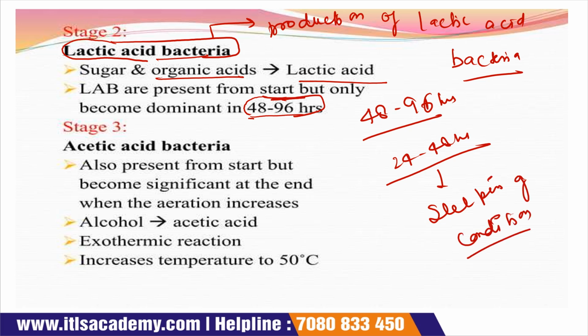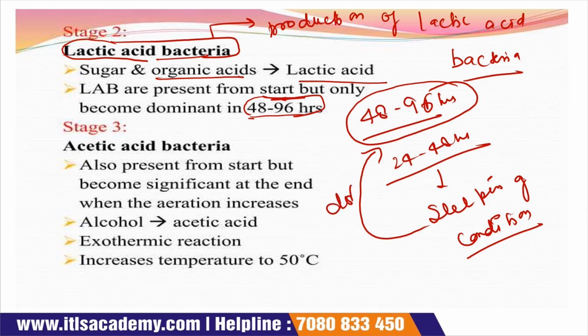Sleeping condition. When the time passes and it reaches 48 to 96 hours, these sleeping bacteria become dormant. Okay. Now the third stage is acetic acid bacteria formation. In the second stage, what did we see? The formation of the lactic acid bacteria. Now in the third stage, here is the production of acetic acid bacteria.